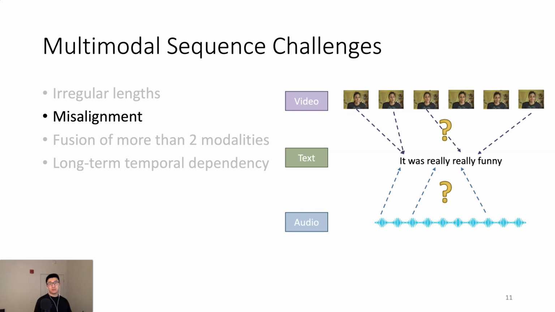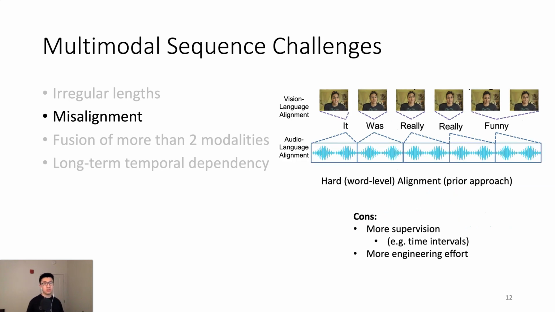And with those irregular lengths, there also comes the problem of misalignment. Misalignment refers to the problem of how you correspond a feature in one modality to a feature in another modality. Remember, these features are given to you in a sequence. Traditional approaches have attacked this problem using hard word-level alignment, but such an approach suffers the drawback of needing more supervision. Specifically, we would need the time interval for each token in the text modality to be able to correspond the other 2 modalities to the text. Such an approach also requires more engineering effort. It's a non-trivial task to impute and align the other 2 modalities to text.